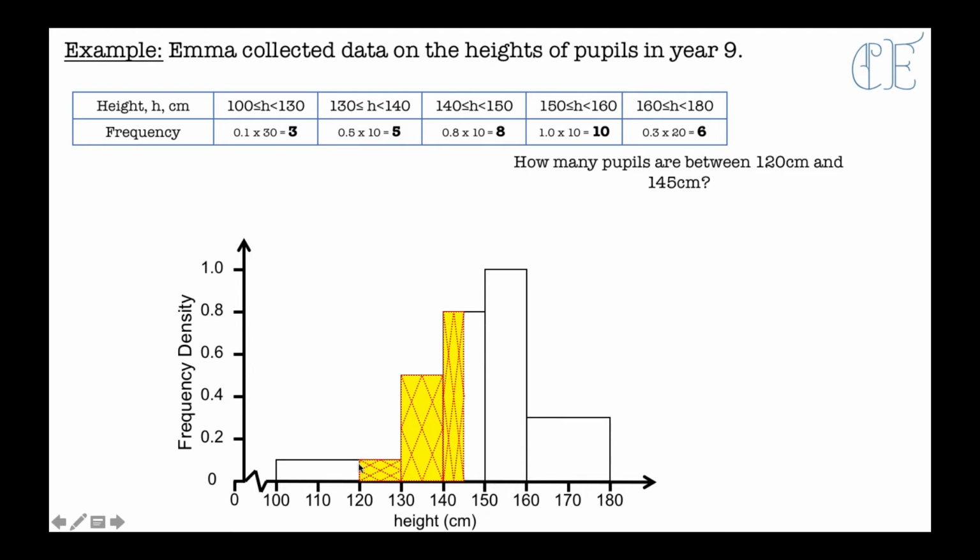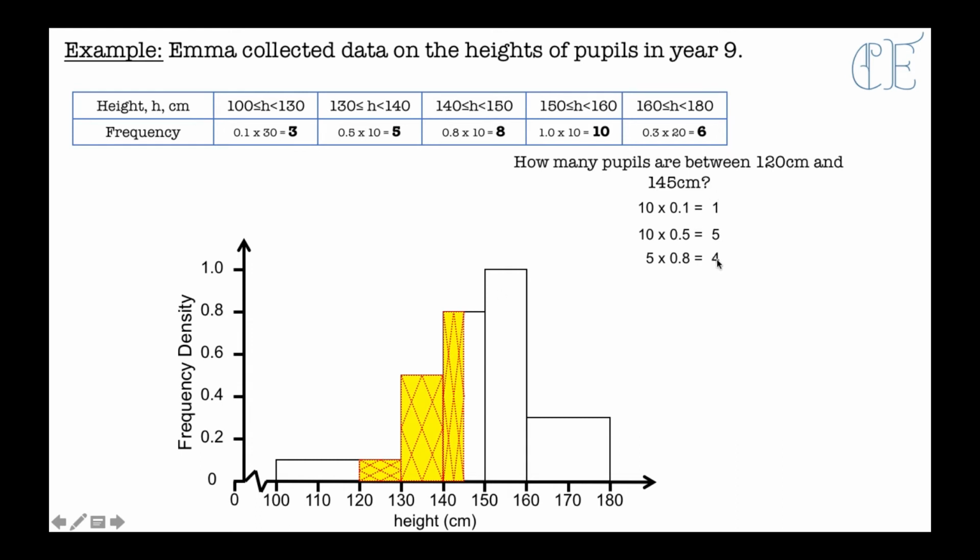So first of all, this first one is 10 times 0.1. Sorry, I've done it the wrong way around. 10 times 0.1 is 1. We then do 10 times 0.5, sorry, which is 5. And then finally, we do 5 times 0.8, giving us 4.